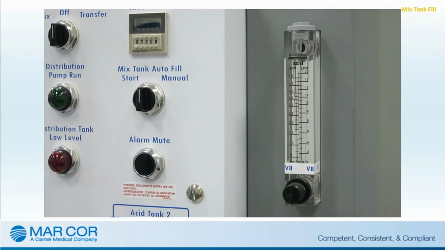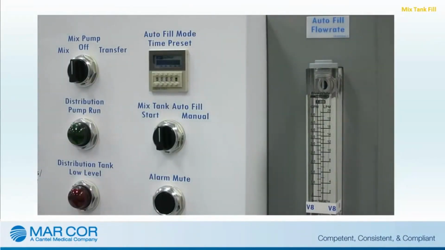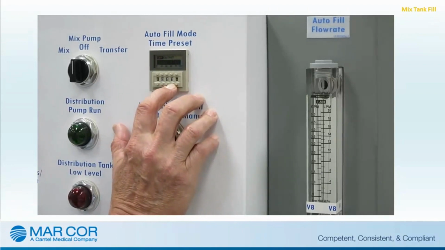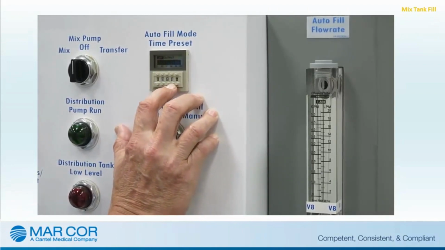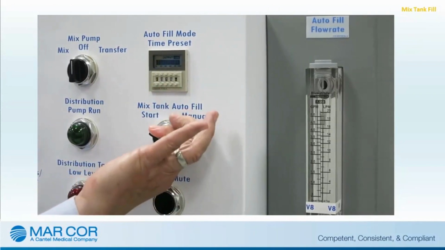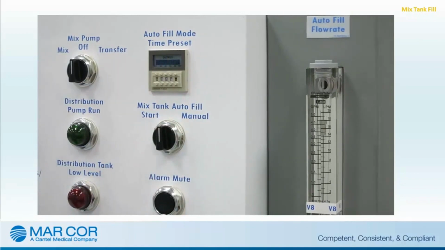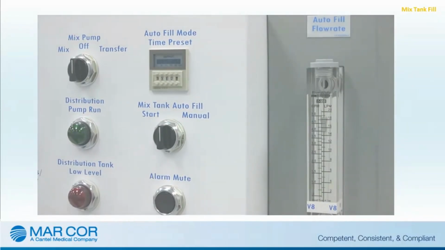Set the autofill flow rate between 0.5 to 5 gallons per minute. This rate will vary from facility to facility and will depend upon the amount of extra water produced by the RO after the demands of the hemodialysis delivery systems have been met. Once the fill rate has been established, the autofill time preset can be set to fill the tank to the approximate level needed for mixing the bicarb powder.